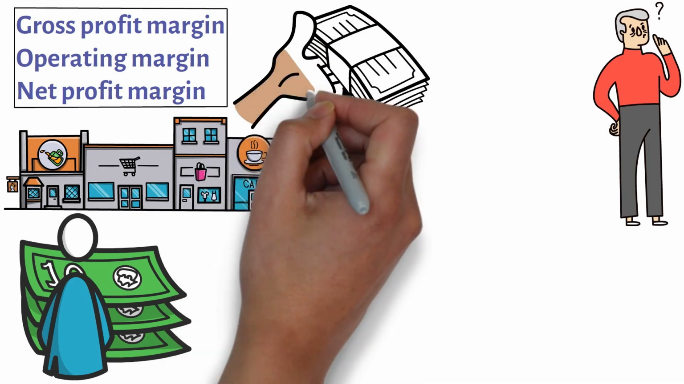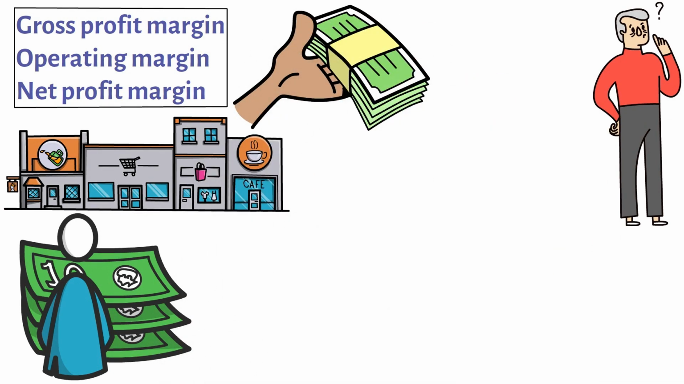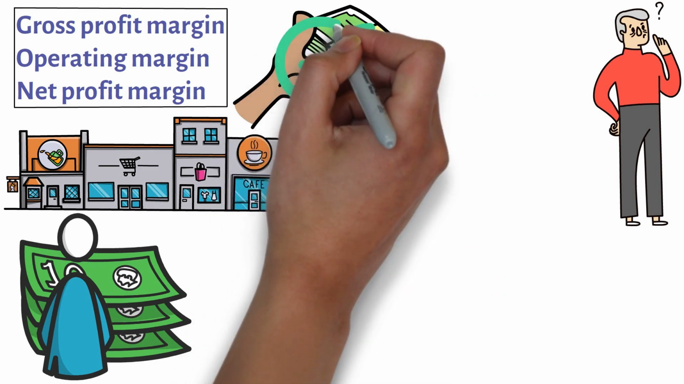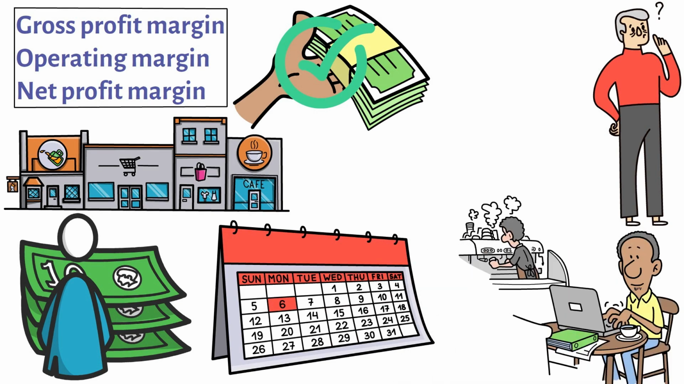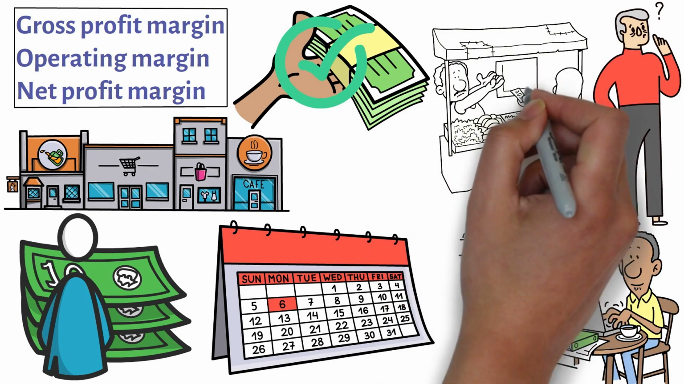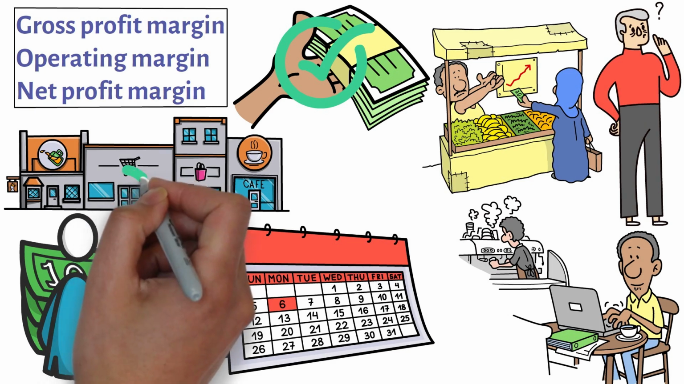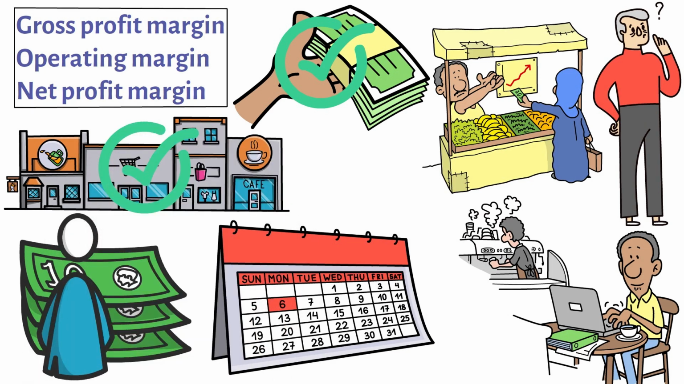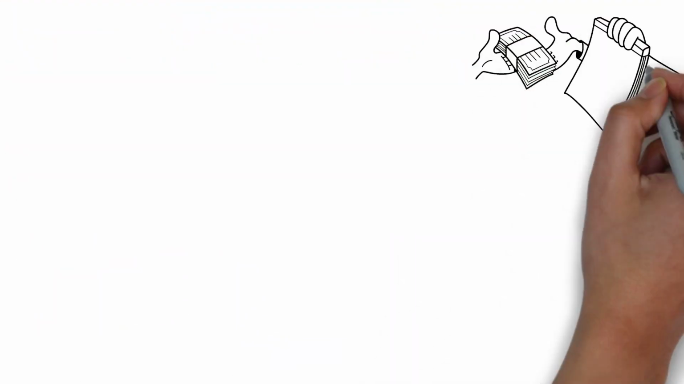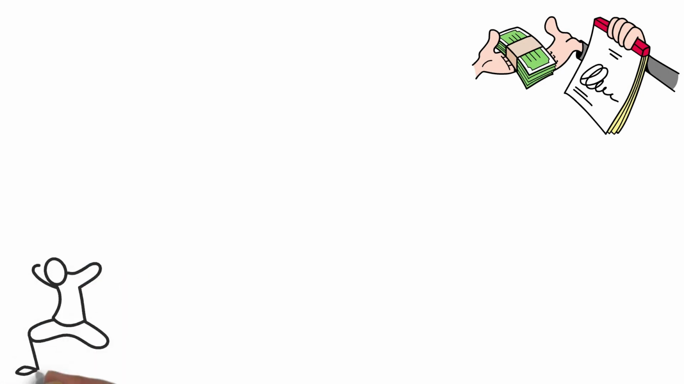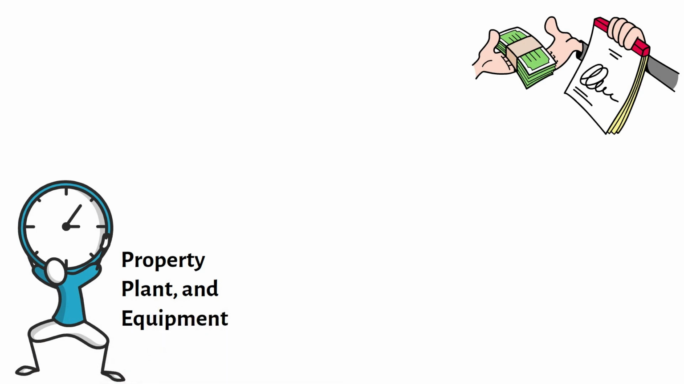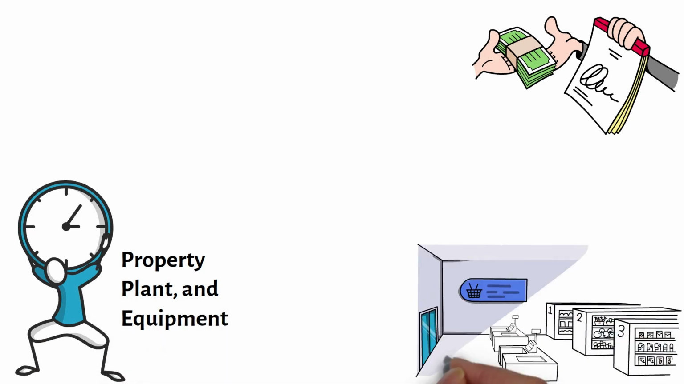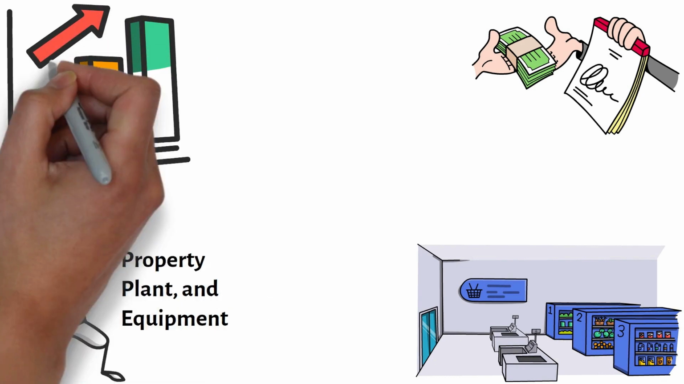Now let's turn our attention to the statement of cash flows. The first section of the statement of cash flows focuses on operating activities, which include the day-to-day operations of the business, such as sales, purchases of inventory, and payments to suppliers. This section shows us how much cash the company is generating from its core business activities. The next section covers investing activities, which include buying or selling long-term assets like property, plant, and equipment. This section gives us insight into how the company is investing in its future growth and development.